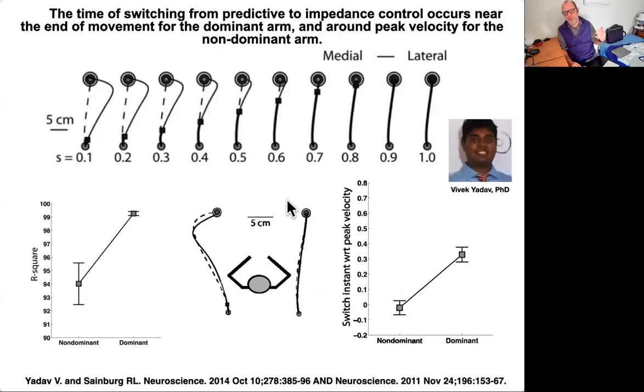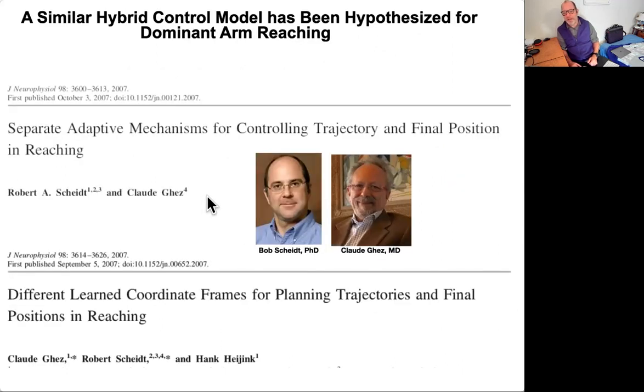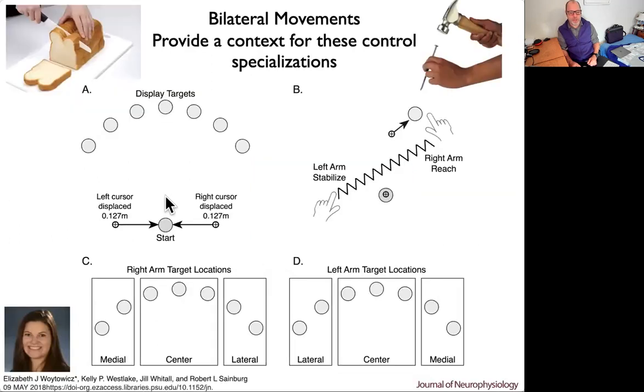We did this for both multi-joint and single joint movements, and our fit was really good, between 94 and 100%. When we fit, our non-dominant arm switched to the impedance controller early in movement, and our dominant arm late in movement, as we expected. The idea that we have these two types of control that are integrated was proposed by other people, including my postdoc mentor, Claude Ghez, and my current collaborator, Bob Scheidt.